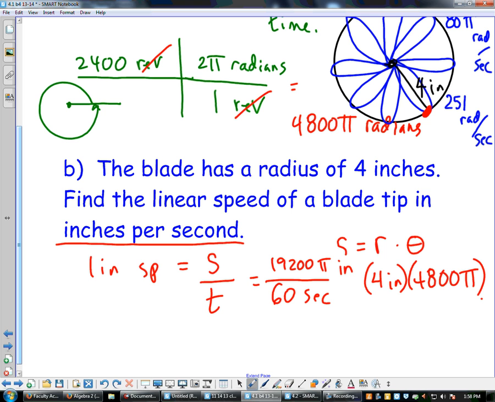1,005.31. What units are we talking about? Inches per second. Are we okay with this? All right, awesome.